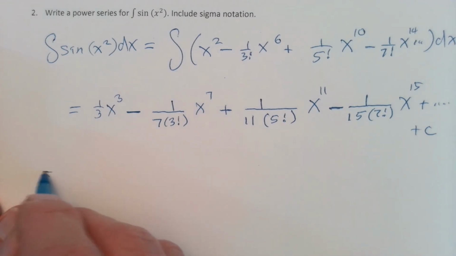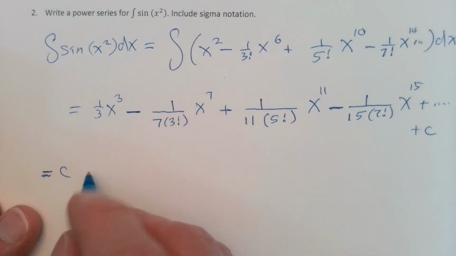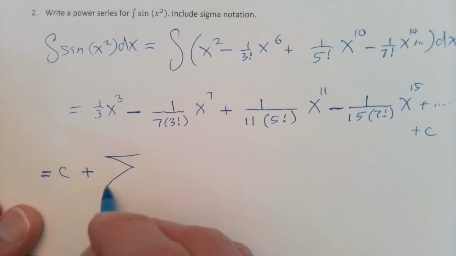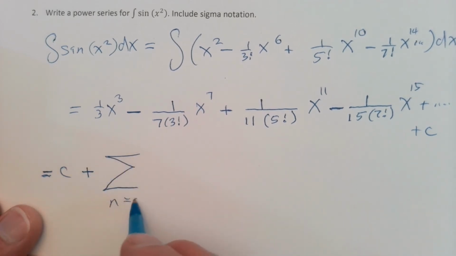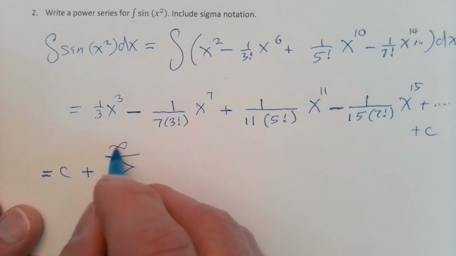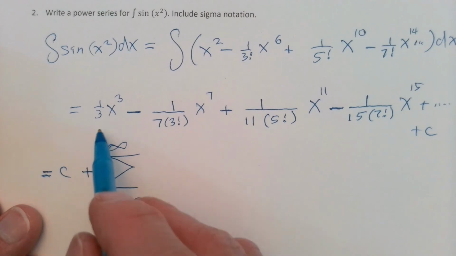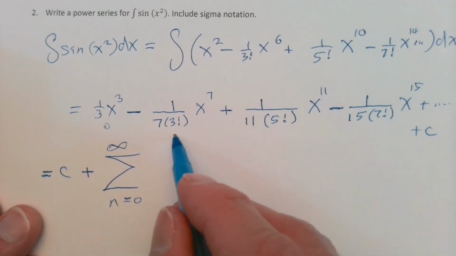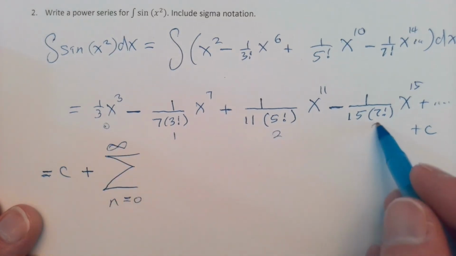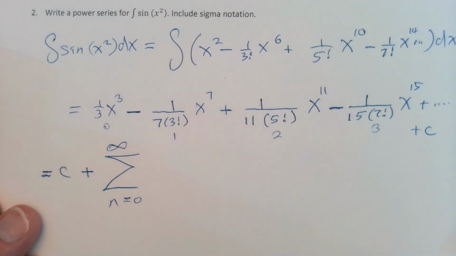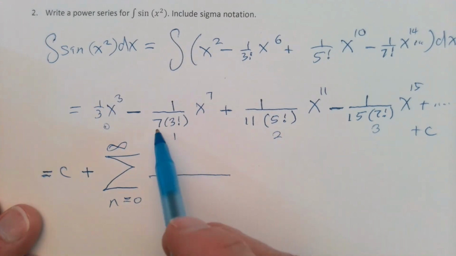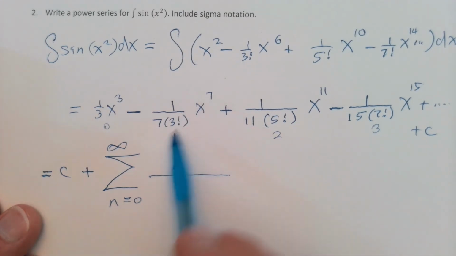So it's c plus the sum from n equals 0 to infinity. And since I started counting with 0, this is called the 0th term, not the first. This is the first term, this is the second term, the third term, etc. And what do we need? Well, we need a fraction that has 2 divisors. One of the divisors is the number that matches the exponent, the other is the factorial.